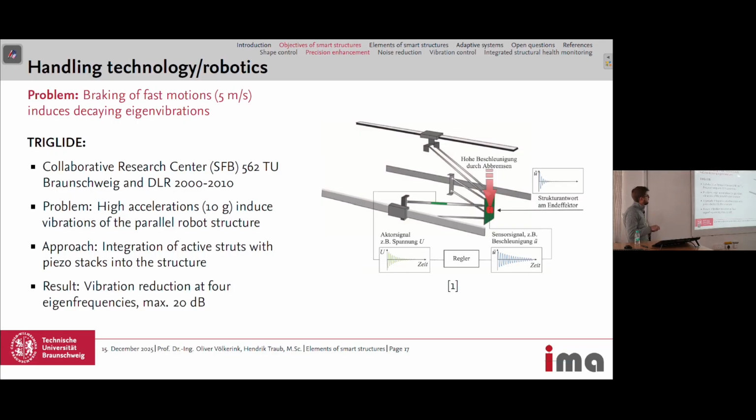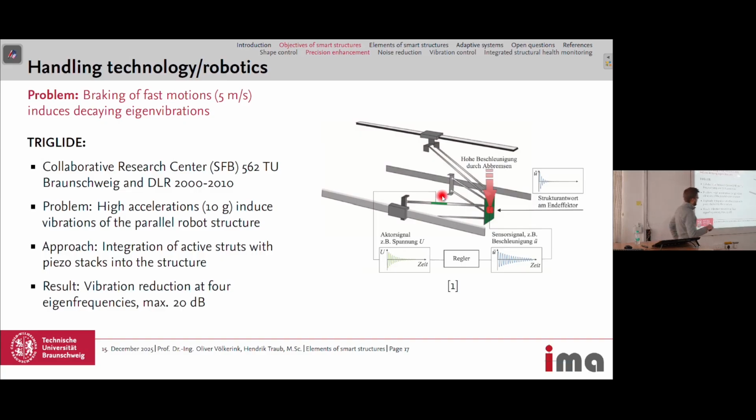And there was a collaborative research center, an SFB, Sonderforschungsbereich in German, between TU Braunschweig and German Aerospace Center, DLR, between 2000 and 2010, where the focus was to have technologies for precision enhancement of these parallel robots. The approach was to integrate active struts with piezo stacks into the structure. So these struts were replaced by active struts.